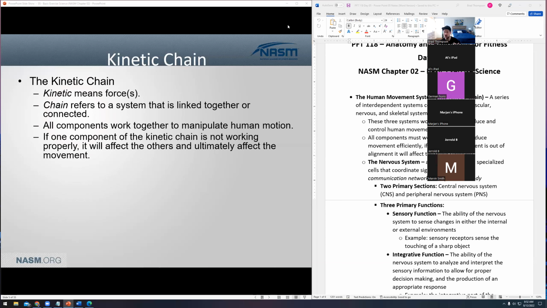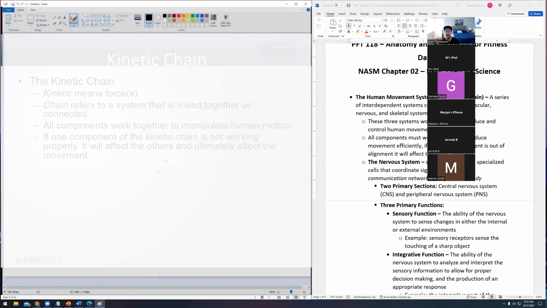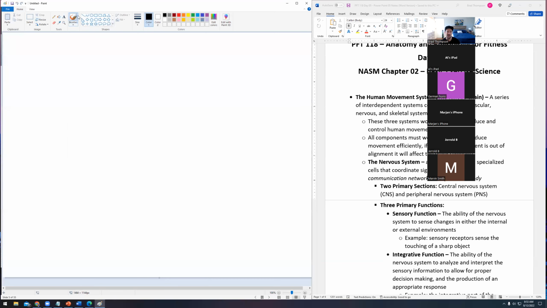A chain is only as strong as its weakest link, right? So if any of these are out of whack, if your nervous system is not functioning properly to create a movement the right way, then your muscular system is going to move the wrong way, right? That's what we see in what we call overactive versus underactive muscles. Probably one of the biggest concepts we talk about is this idea that ideally our muscles should be arranged like this, right?